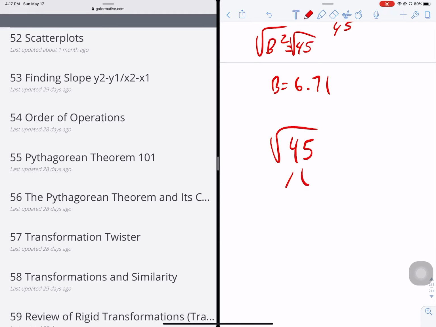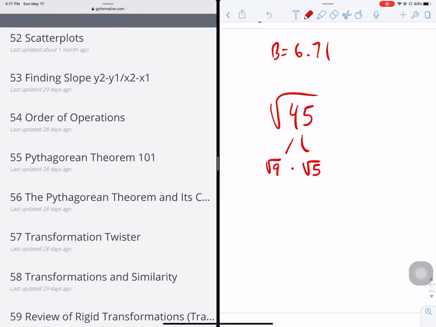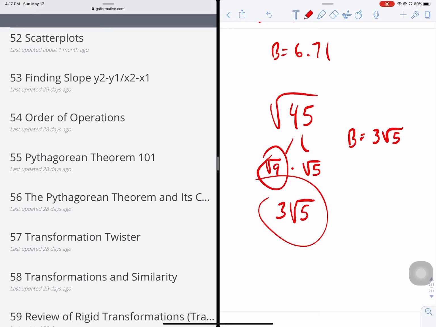Another way to think about doing this is just reducing the radical by breaking this down into two smaller radicals that multiply. So you see how 9 times 5 is 45, so the square root of 45 equals the square root of 9 times the square root of 5. But why do I like this? Because it's a perfect square. So the square root of 9 is actually what? 3. And 3 radical 5 could be our simplified radical. So I could say b equals 3 radical 5 instead of saying b equals 6.71.